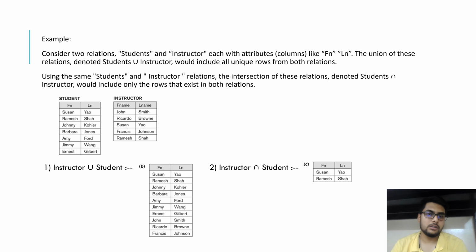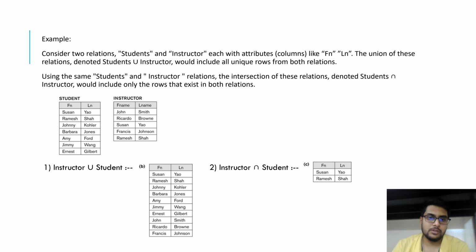Example: consider two relations, students and instructor, with attributes like Fn and Ln, where Fn is the first name and Ln is the last name. The union of these relations, denoted students union instructor, would include all unique rows from both relations. This table indicates the students and this table indicates the instructor. This is the result of instructor union student.